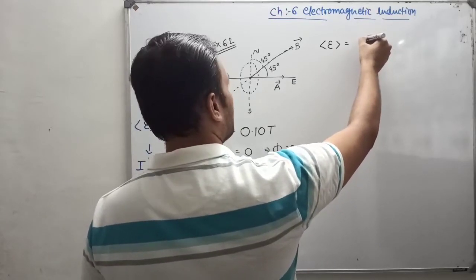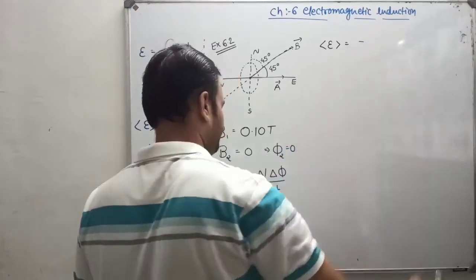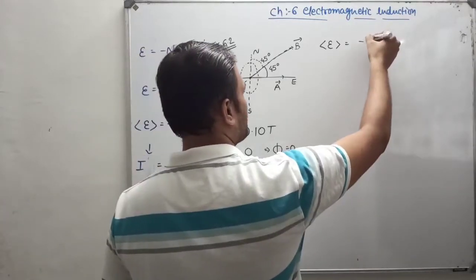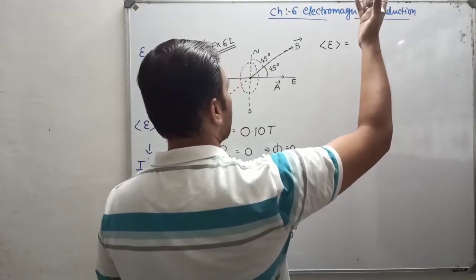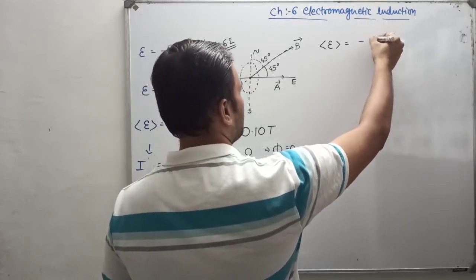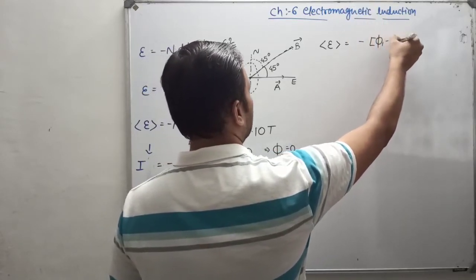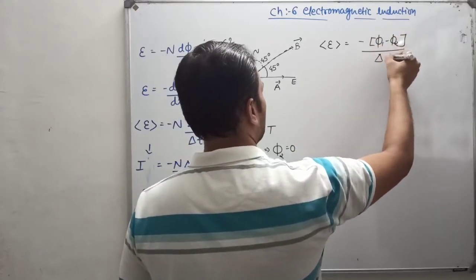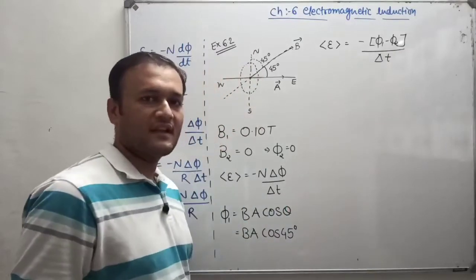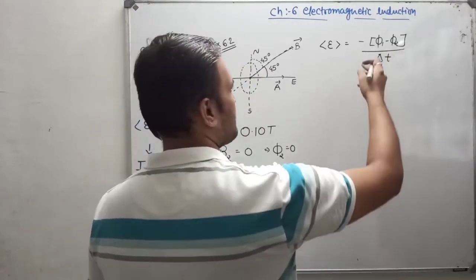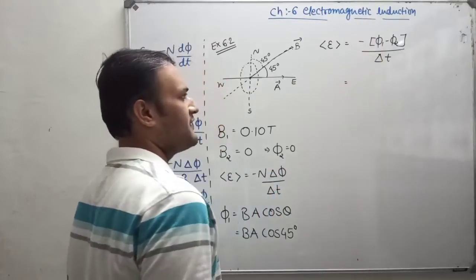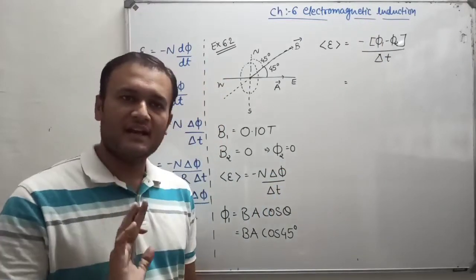Now the calculation: average EMF E is equal to minus N, where N is equal to 1. Delta phi is equal to phi 2 minus phi 1, otherwise phi 1 minus phi 2. The minus sign shows that it opposes the change in the flux in the coil. It doesn't matter; when we get the value, we neglect the minus sign.